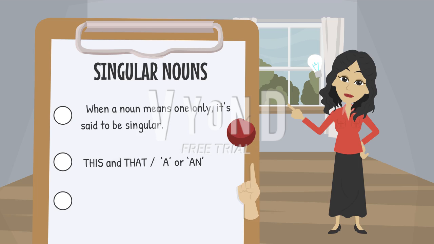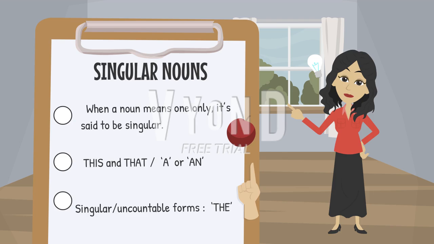Singular nouns. When a noun means one only, it is said to be singular. Example: epidermis, collagen, dermis, adipose tissue, melanin. It requires certain demonstrative adjectives, which are this and that. Also, it needs indefinite articles such as a or an, which indicate a singular form. Example: a hair follicle or an erectile tissue.